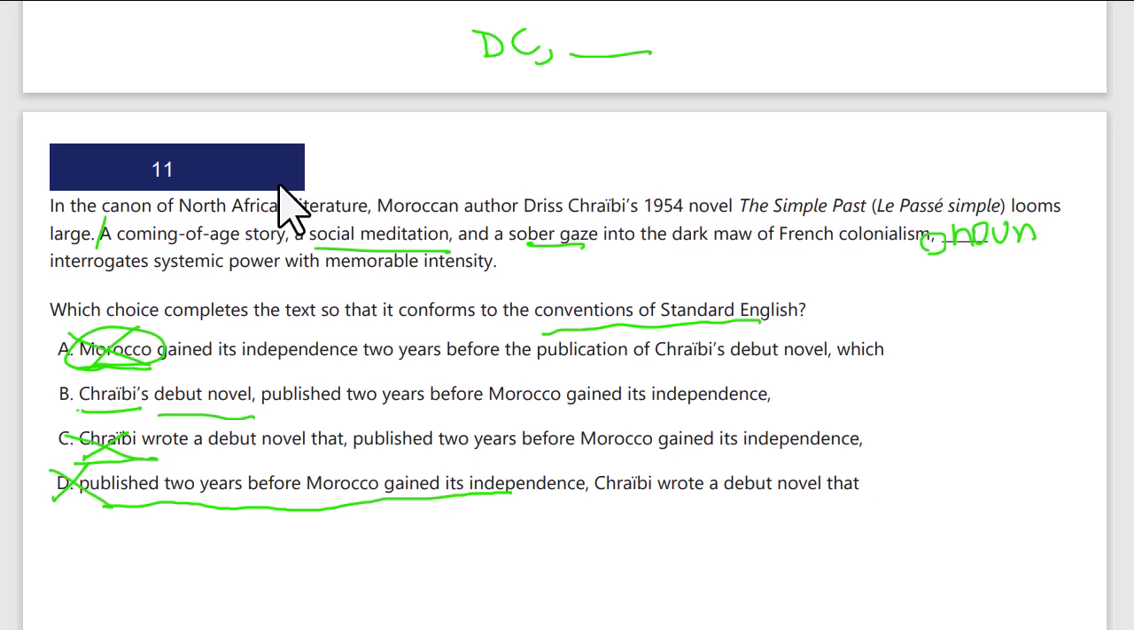Chiribi's debut novel. The noun to be modified here is the novel, the debut novel. Is that a coming-of-age story, a social meditation, a sober gaze into colonialism? Yes, of course, that's correct. It's Chiribi's debut novel. Notice the possessive answer here is the one that's correct.